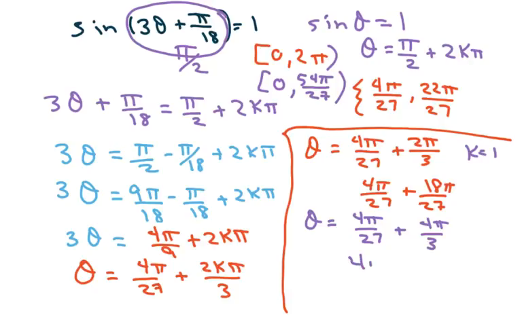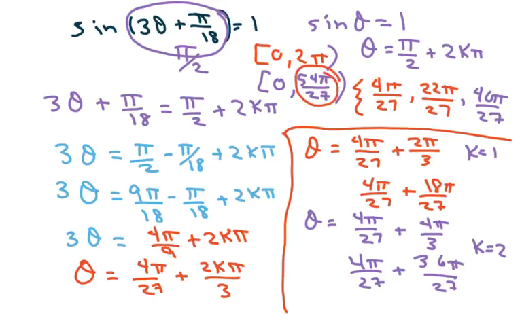That gives us 4 pi over 27 plus 36 pi over 27, which gives us 40 pi over 27. I'm running out of room, but this was k equals 2. If you do k equals 3, it's going to be too big. It's going to be greater than 54 pi over 27. So we are done.